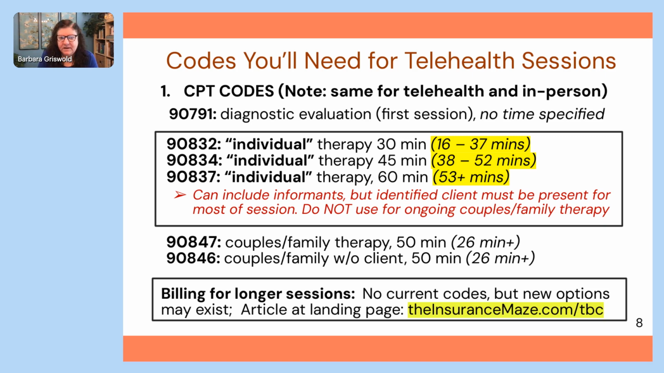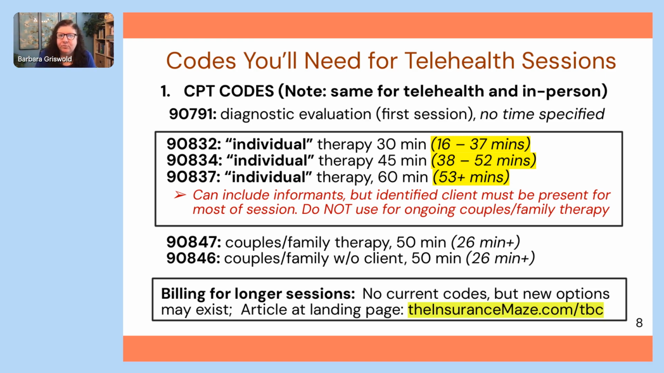The 90791 should be your first session. Many of us don't even use that one or know to use it. So this is one that you should be using for couples, for families, for individuals. It's called diagnostic evaluation, but it's basically just first sessions for everybody. You're history taking, you're getting information, you're kind of trying to formulate a diagnosis. There is no time specified on this one. So you could have a 15-minute 90791, or you could have a 15-hour one, and you'd still use that code. Unfortunately, insurance would pay the same for the 15-minute as they would for the 15-hour.